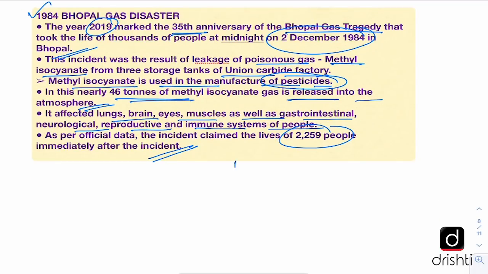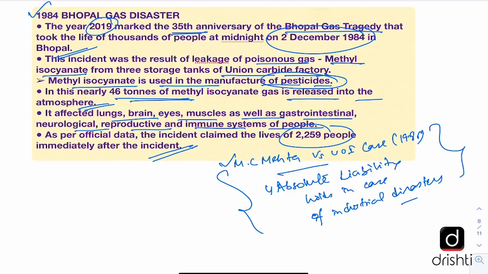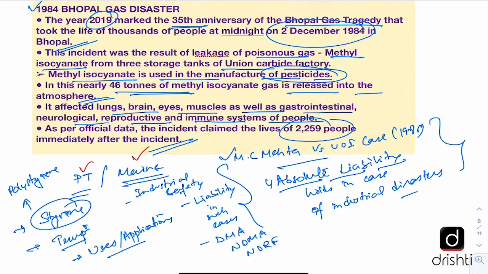Here we should also know about MC Mehta versus Union of India case 1986. The Supreme Court came up with this absolute liability principle, which holds that in case of industrial disasters, no proof of complicity is required. The company that is responsible for such an act has to compensate everybody who suffers a harm on account of such industrial accident. Now this was all in the editorial analysis.